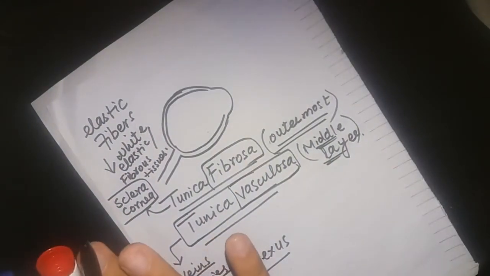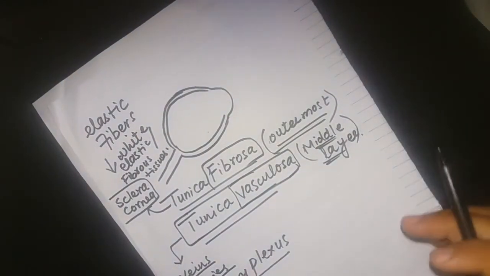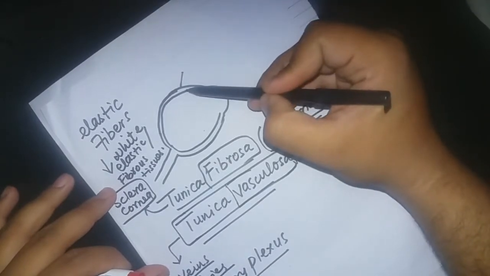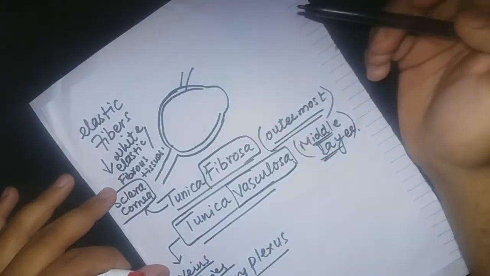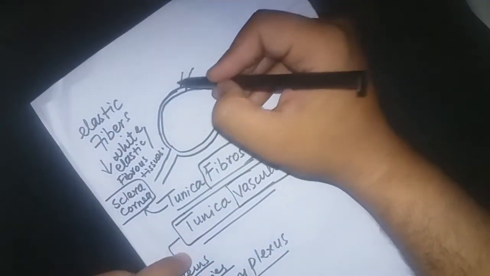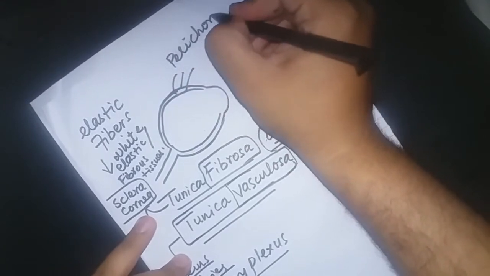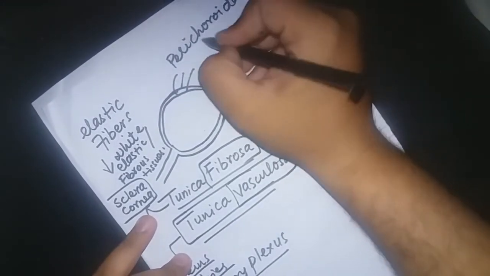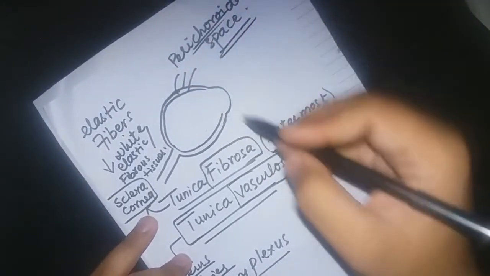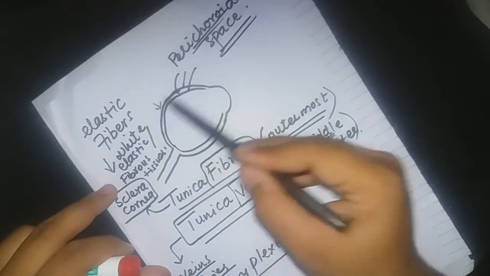Before going toward the retina, I am going to tell you one thing: there is a space between the outer sclera and the inner choroid. It is known as the perichoroidal space. Now, the outermost layer is composed of sclera and cornea.